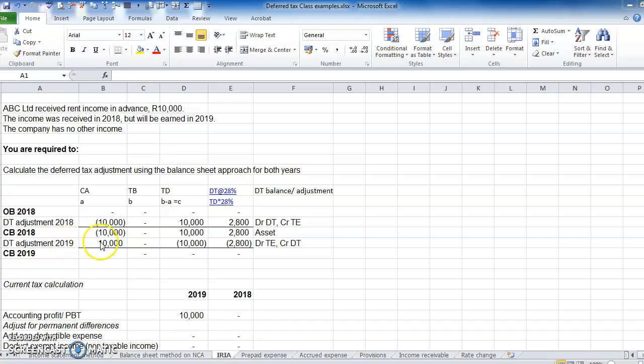Then for 2019, we've earned the income, so we would have extinguished the liability. We don't have a tax base and no temporary difference, so we do not have a balance for deferred tax. Remember, the deferred tax adjustment is the difference between the closing and the opening balance. So now we have to decrease our deferred tax asset, and then we have to increase our tax expense.